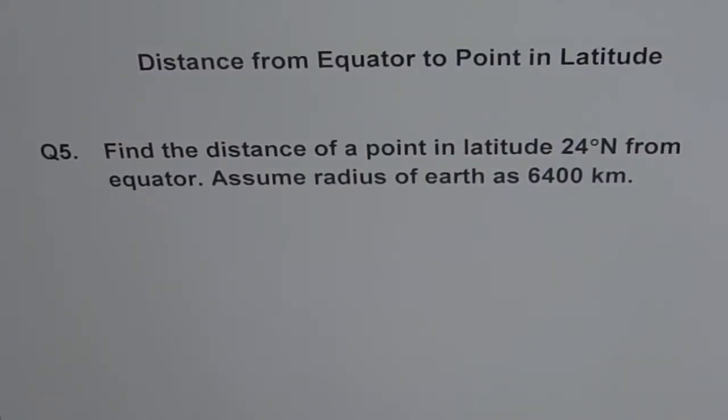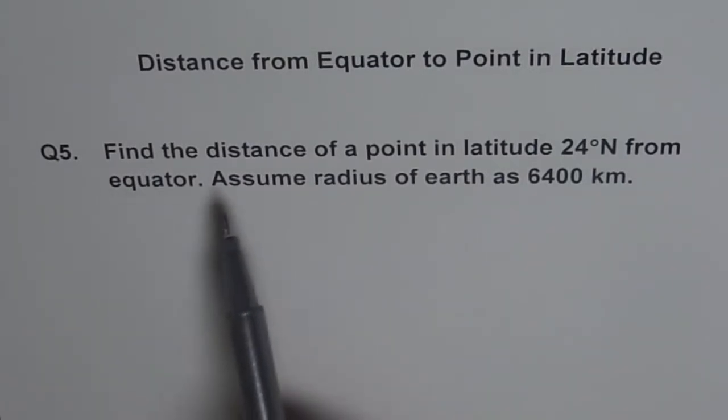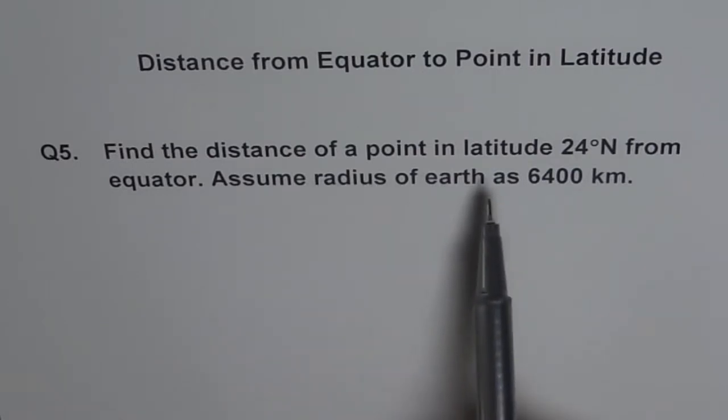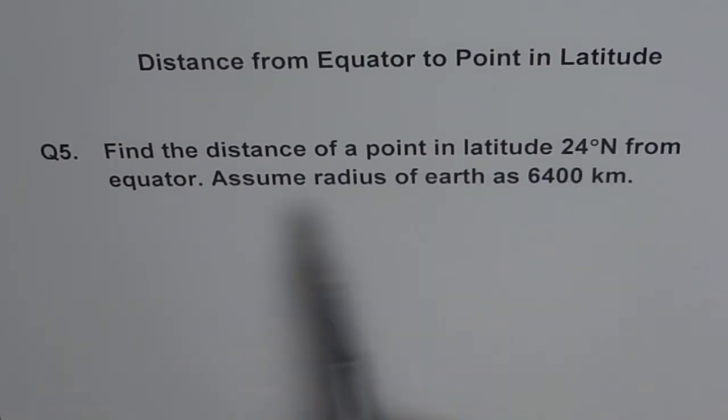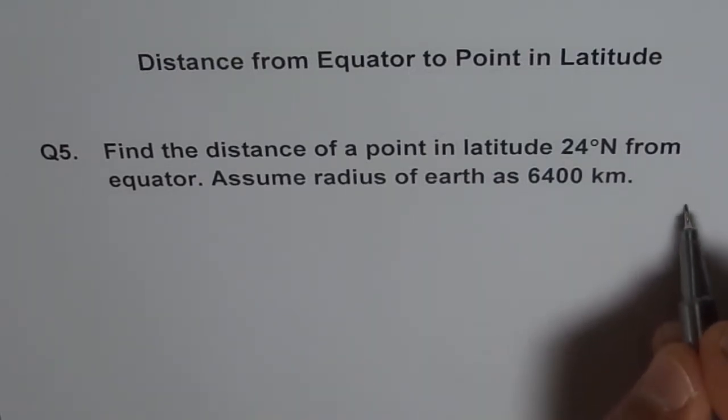Here is another application where we use radians to find distances on our Earth. Now the problem says, find the distance of a point in latitude 24 degrees north from the equator. Assume the radius of Earth as 6400 kilometers. So let's visualize the problem.